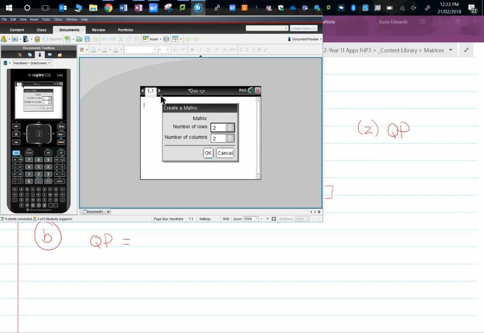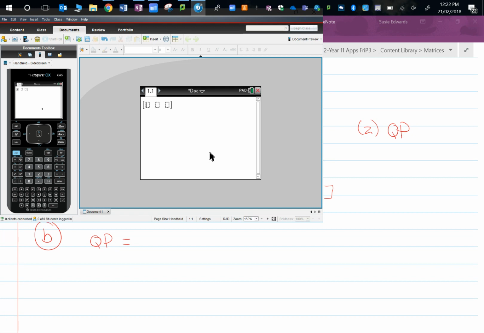Matrix, okay? So we're creating a matrix. Now, we're going Q times P. So what sort of matrix do we need? We need 1 by 3. So 1 row and 3 columns. And we press OK. And so we're saying 75, 125, and 180.